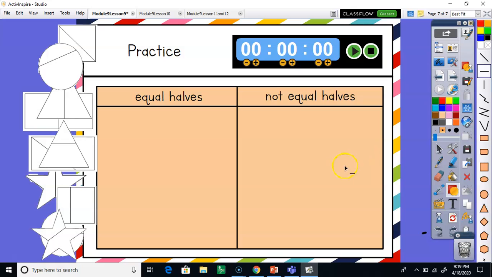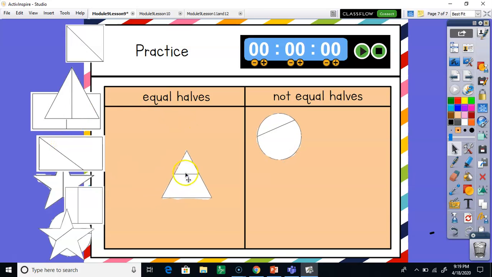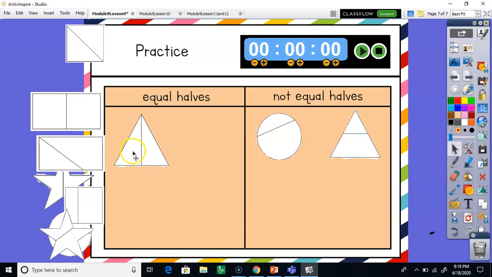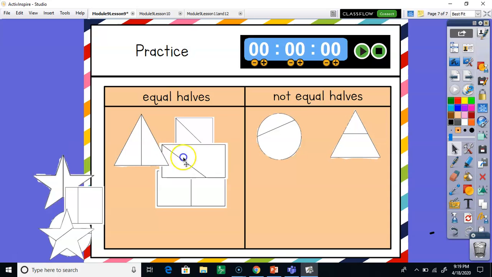Okay, so let's do a little practice activity before you start working on your own. So I'm just going to look at some shapes and we're going to decide if it has an equal half or a not equal half. So I can tell by looking at this shape that it's not equal because this side and this piece of the shape are not the same. So I'm going to put it over here. This one, not equal because this part and this part are not equal. This one's equal because they're both the same. This one's equal because both parts are the same. This is equal because they're both the same.